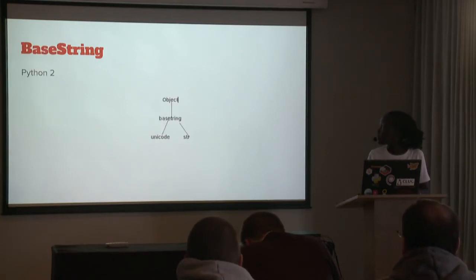Yeah, so also there was a difference in base strings. This was a hierarchy in Python 2. We had types, Unicode and str, all subclasses of something called base string. And base string was, of course, in the hierarchy, after object.